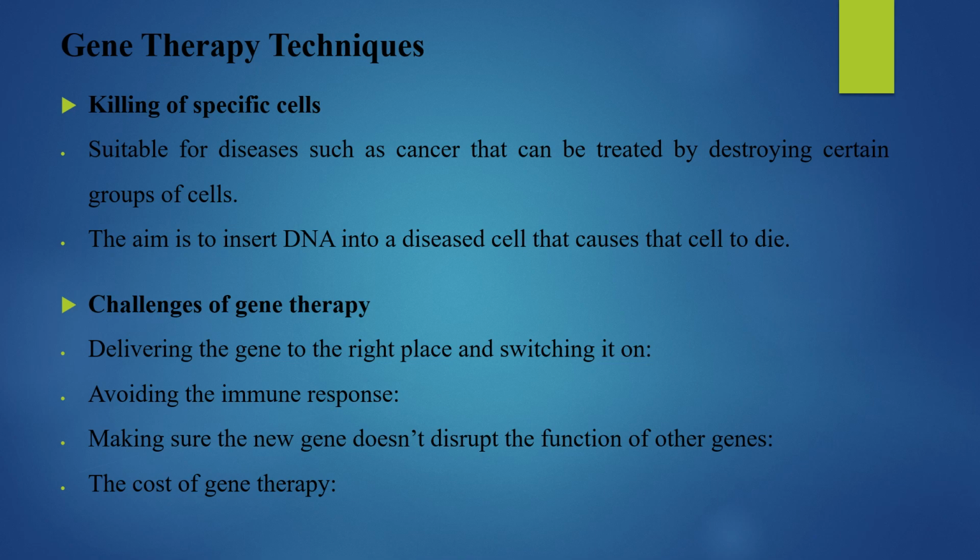Now you can also kill specific cells. Now this is suitable for diseases such as cancer that can be treated by destroying certain groups of cells. So in this one, your agenda is to kill particular cells. Now the aim is to insert DNA into a diseased cell that causes that cell to die. So you introduce a DNA into a diseased cell, and then that will cause that cell to die.